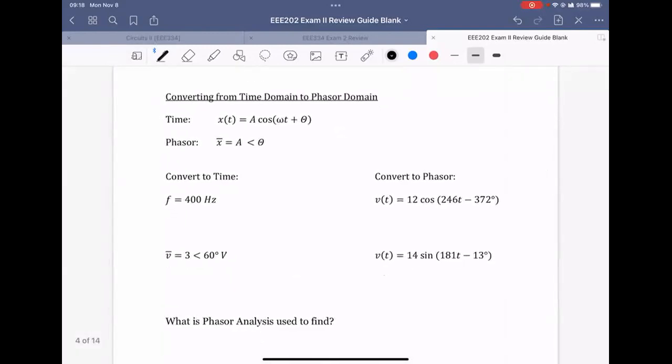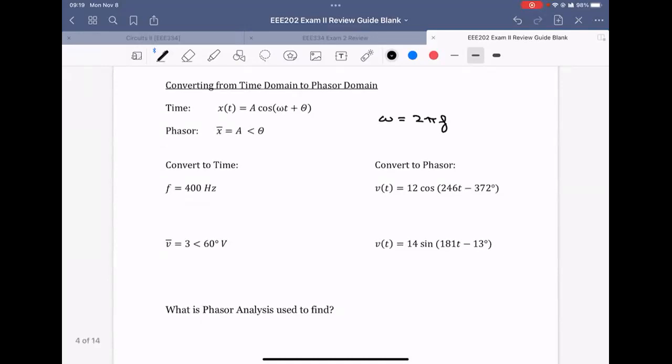So converting from time domain to phasor domain is still following the same formula we've been going through. A big formula to remember, and maybe it might even help to start the exam and write some formulas down: omega equals 2 pi times the frequency. That's something you want to remember. You can divide by 2 pi to get frequency from omega, or vice versa, whichever way you need.